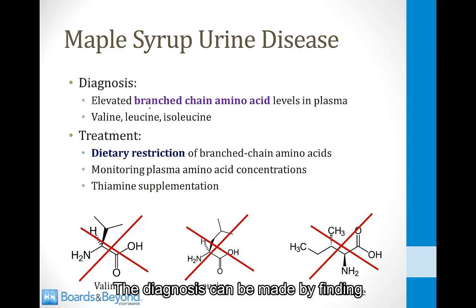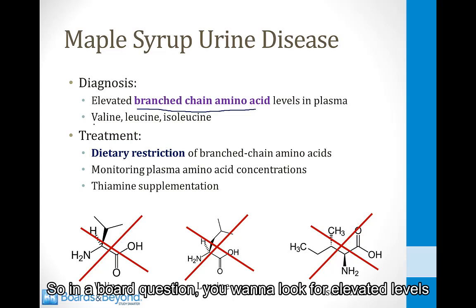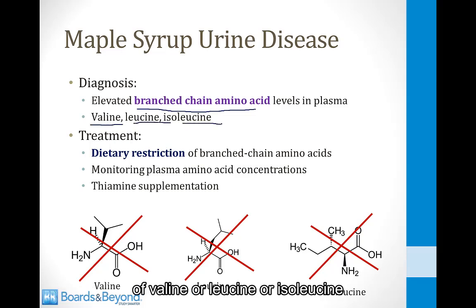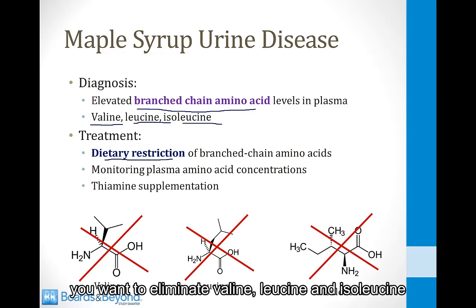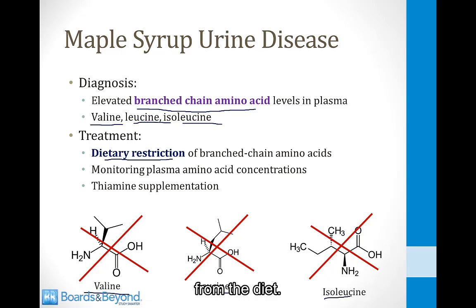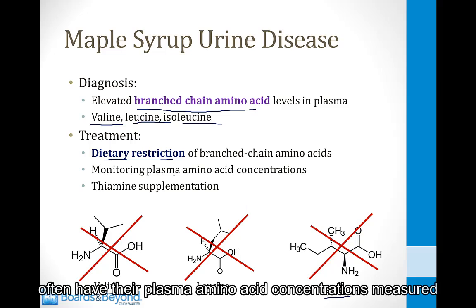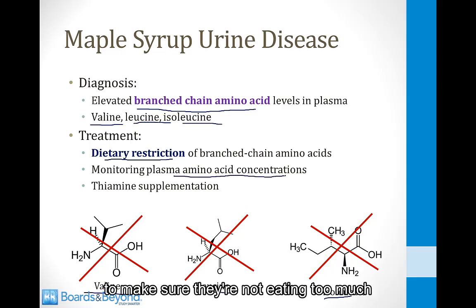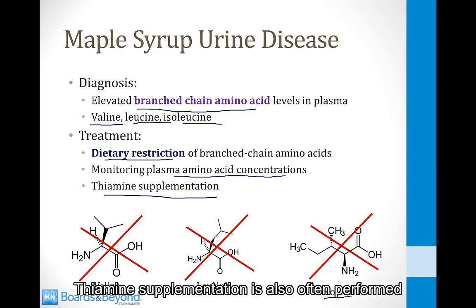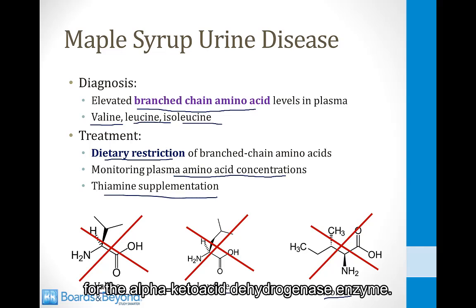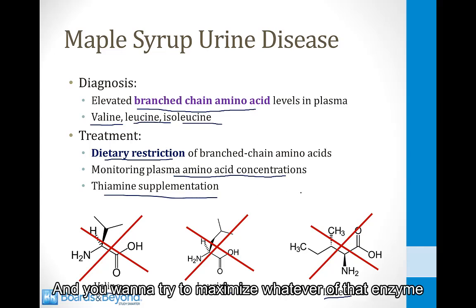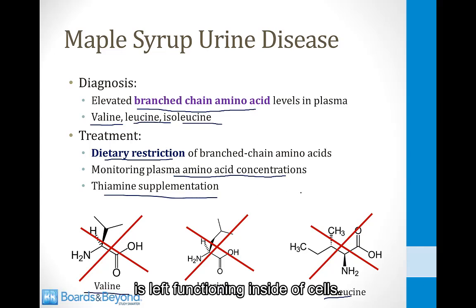The diagnosis can be made by finding elevated levels in the plasma of branched-chain amino acids. So in a board question, you want to look for elevated levels of valine or leucine or isoleucine to suggest this diagnosis. The treatment is dietary restriction of the 3 branched-chain amino acids. So as I've shown you at the bottom of the screen, you want to eliminate valine, leucine, and isoleucine from the diet. People with this condition often have their plasma amino acid concentrations measured to make sure they're not eating too much of the branched-chain amino acids. Thiamine supplementation is also often performed because this is a cofactor for the alpha keto acid dehydrogenase enzyme, and you want to try to maximize whatever of that enzyme is left functioning inside of cells.